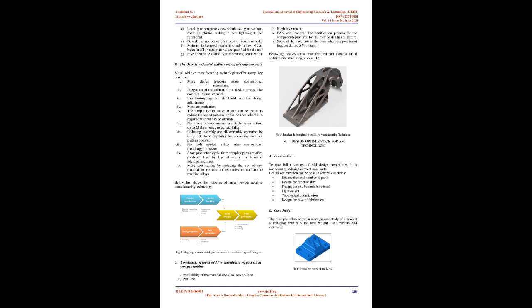6. Net shape process means less staple consumption, up to 25 times less versus machining. 7. Reducing assembly and disassembly operations by using net shape capability helps create complex parts in one step. 8. No tools needed, unlike other conventional metallurgy processes. 9. Short production cycle time. Complex parts are often produced layer by layer during a few hours in additive machines. 10. More cost saving by reducing the use of raw material in the case of expensive or difficult to machine alloys. Below figure shows the mapping of metal powder additive manufacturing technology.